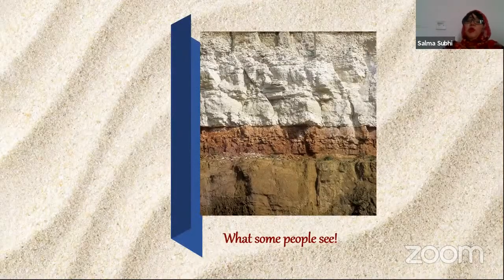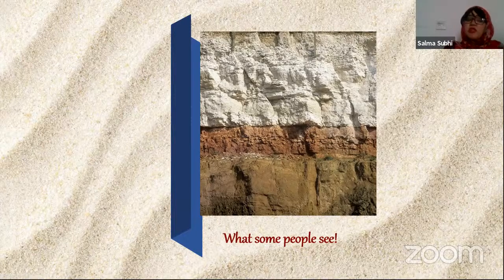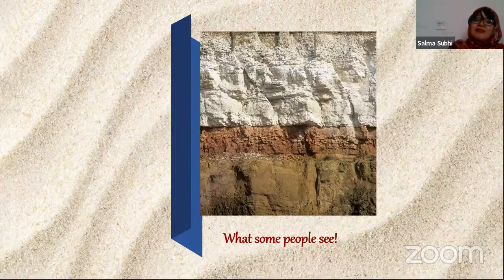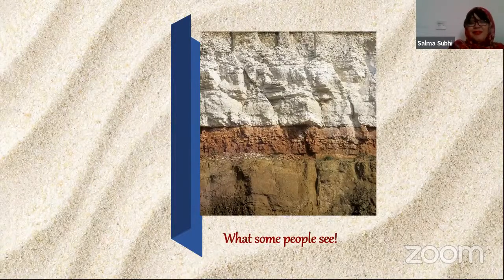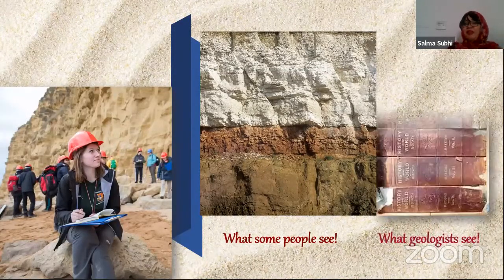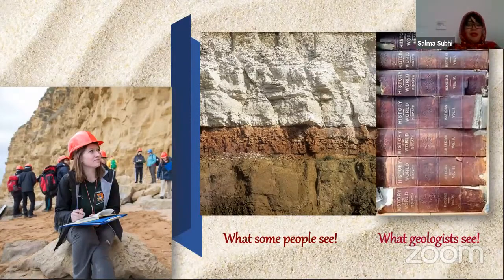If you look at these layers, some people will say they're just layers, dust, some colors we can see here. This is what some people see. And what the geologists see, let's find out. This is what the geologists see, and even you now, this is what you can see. So what can we see here? The past of the Earth, the evolution of the Earth.